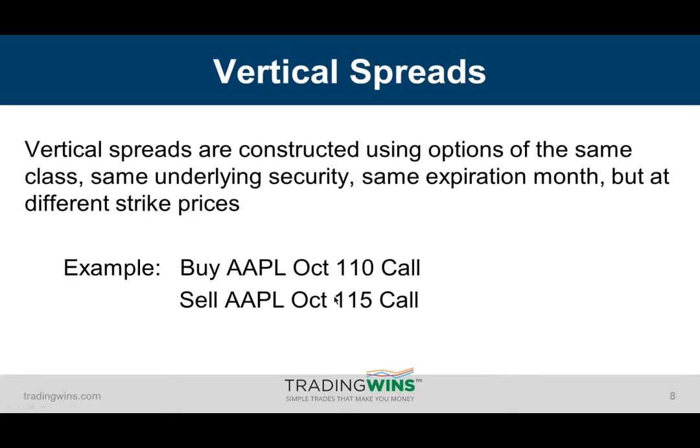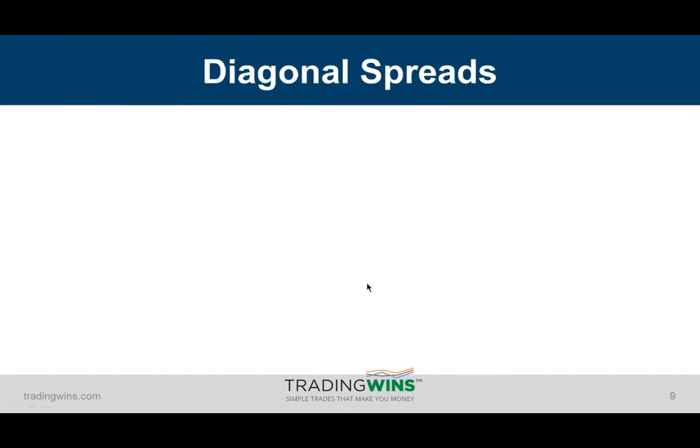You can also put it on with puts, it'd be the same thing, okay? But in the put example, you would be long the 115 put and sell the 110 put, okay? But for vertical, same underlying, same expiration month, different strike prices.